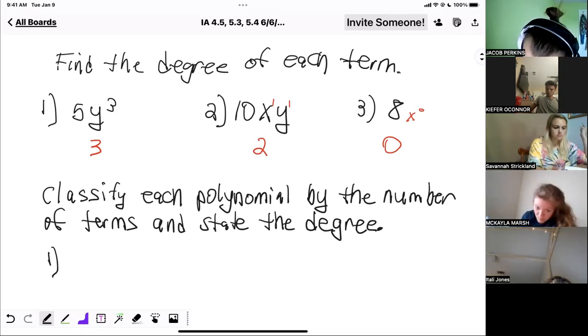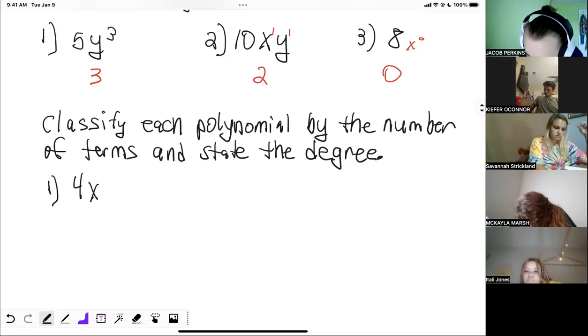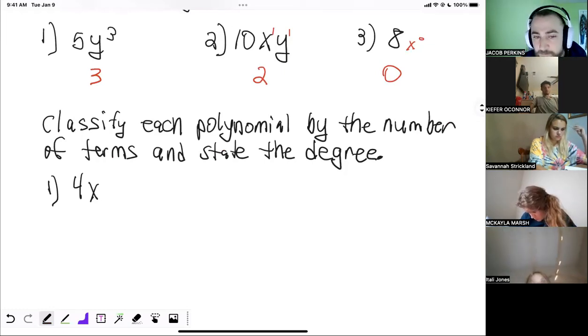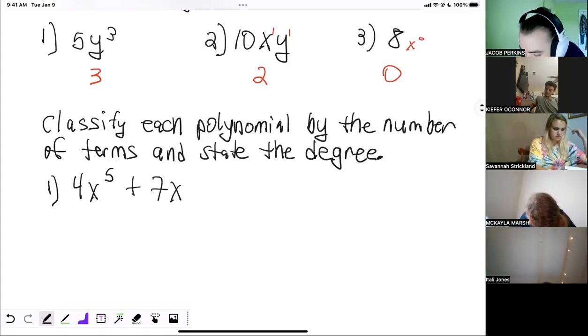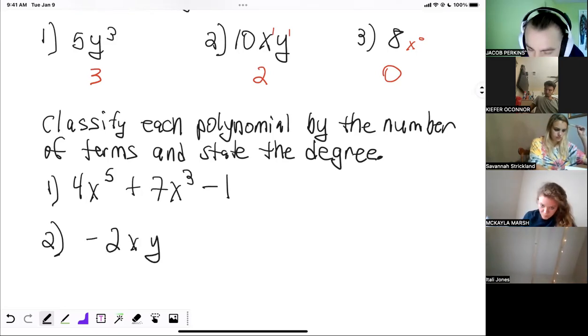I'm going to write them down again, and then you guys have a minute to try them out. And when I say classify by the number of terms, I mean monomial, binomial, trinomial, polynomial.